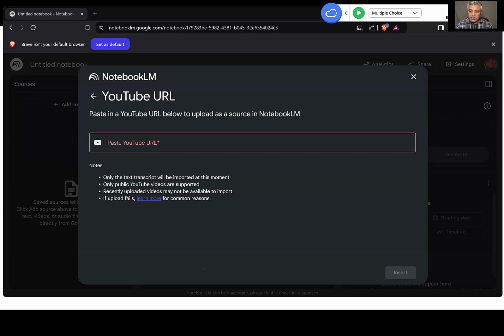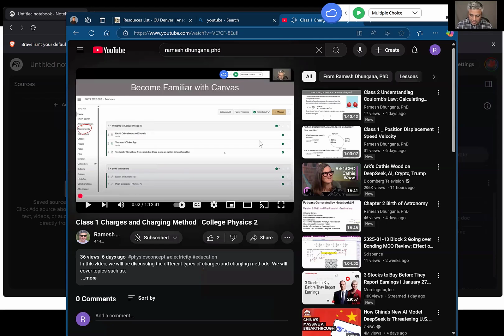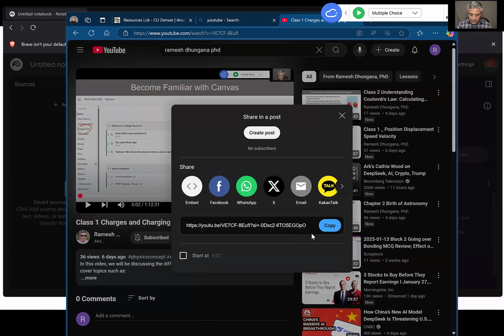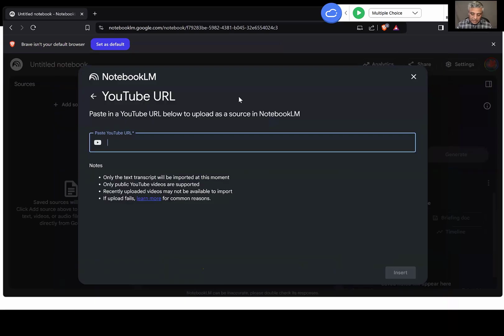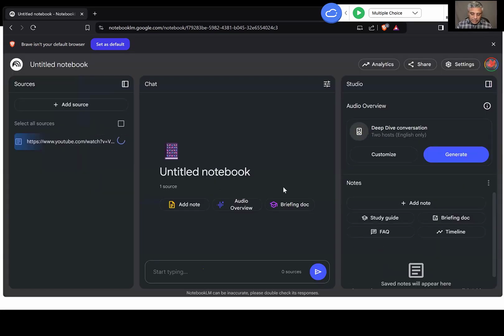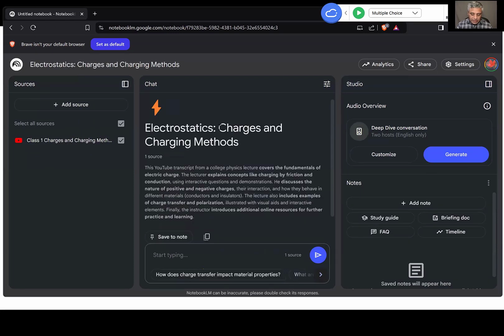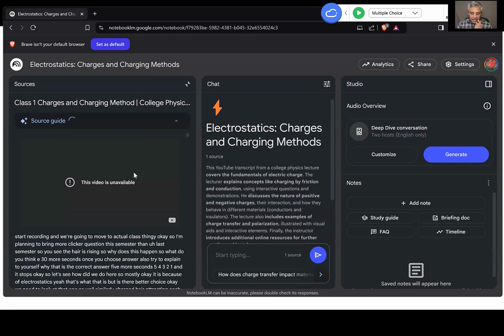But what you can do is, now with this tool, so this is the first class we had. So now, for example, we can get the shareable link here and copy this. Once we copy that, we can paste that one over here. Okay? And then insert. So if it has a transcript, then it's going to work. Looks like this one has a transcript. So now, once I click on this one, okay.